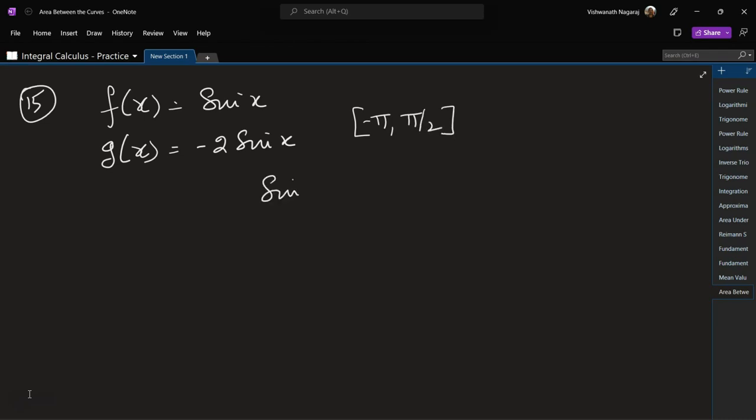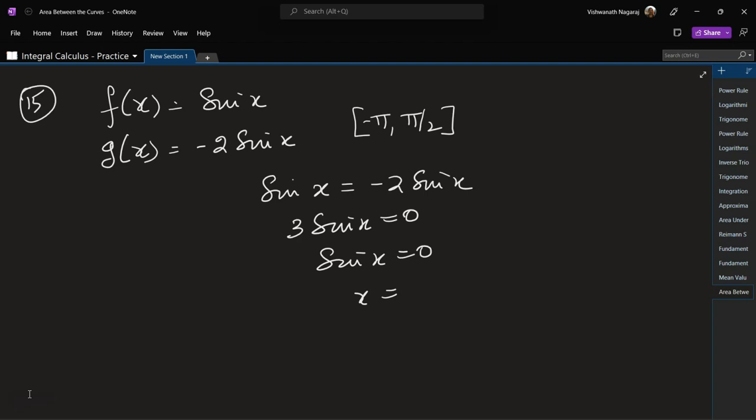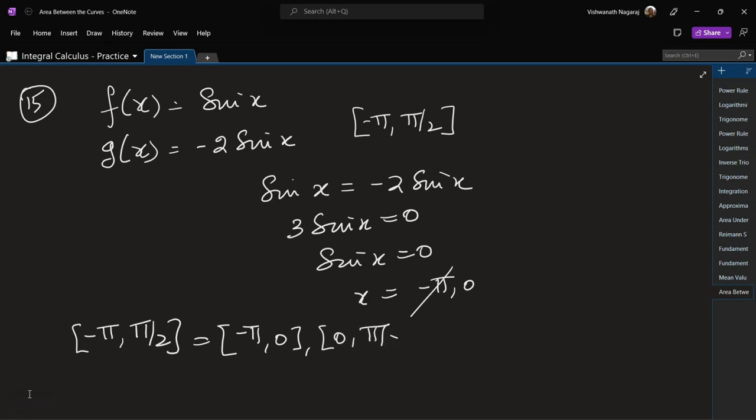Okay, again intersection. Sin x is equal to minus 2 sin x, which makes it 3 sin x equal to 0. Sin x equal to 0, that means x equal to what? Minus pi and 0. Minus pi is the boundary, so we can ignore it. So we have 0. So our interval minus pi to pi by 2 gets split into minus pi to 0 and from 0 to pi by 2.